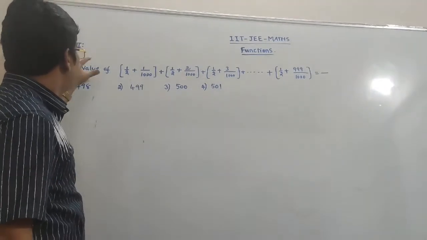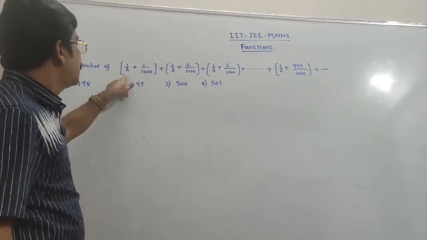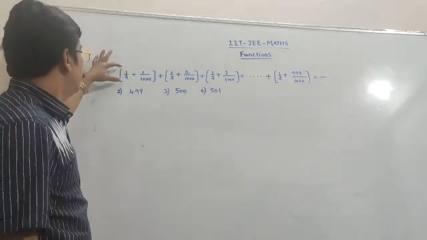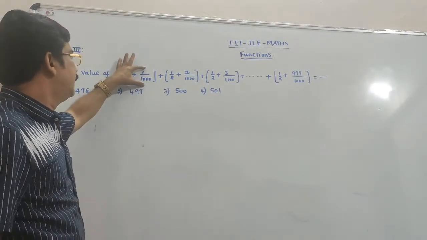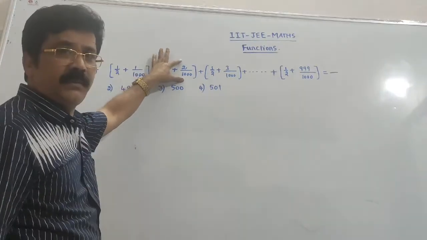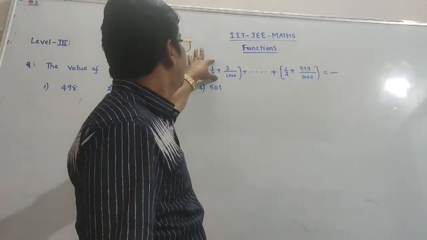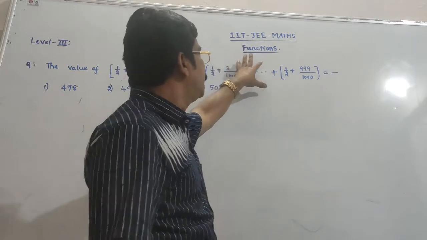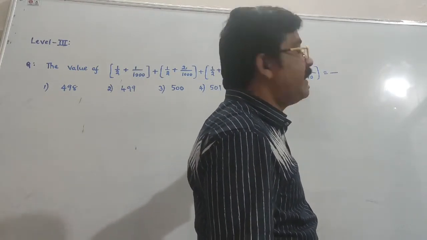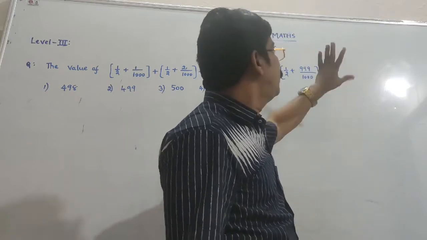Question: the value of box, where box means the greatest integer function. Box of 1 by 2 plus 1 by 1000, plus box of 1 by 2 plus 2 by 1000, plus box of 1 by 2 plus 3 by 1000, and so on, plus box of 1 by 2 plus 999 by 1000, is what?